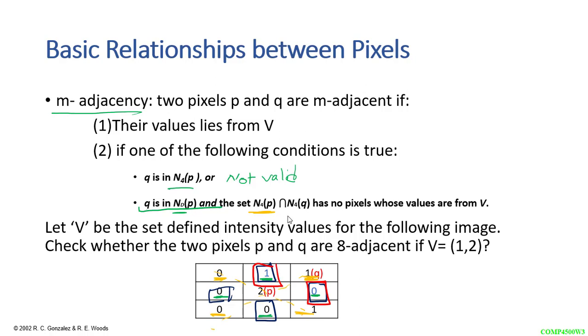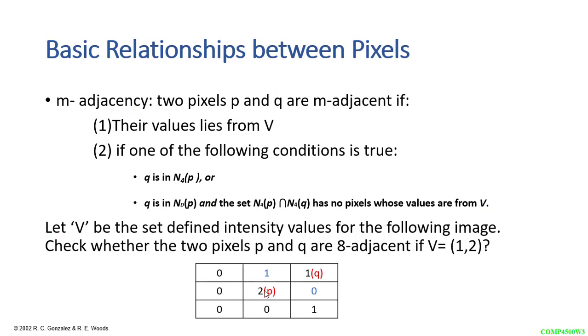Now, this intersection should have no pixels whose values are from V. What are the values of V? V are 1 and 2. What are the intersections? The intersections are 0 and 1. So 0 and 1, this means this one is a value of V. So here it is not M adjacent.